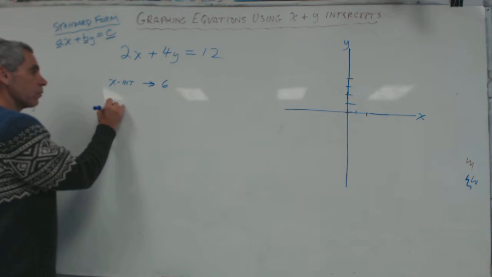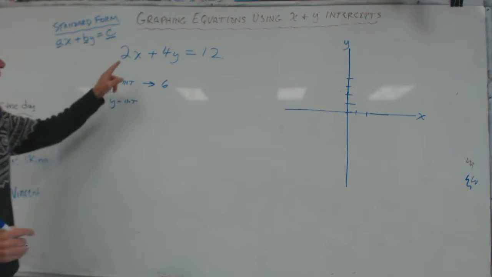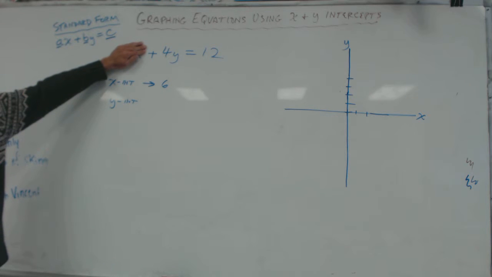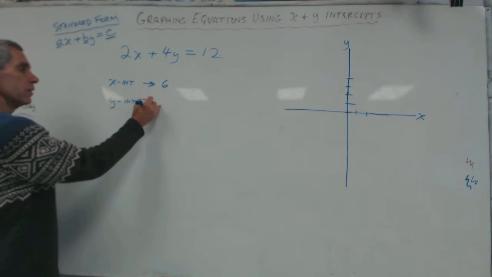Oh, that's so easy. What's my y-intercept? I'll use the same method. I'm going to make x 0. I'm going to cover it up. 4y equals 12. Divide both sides by 4. y equals 3. My y-intercept is 3.